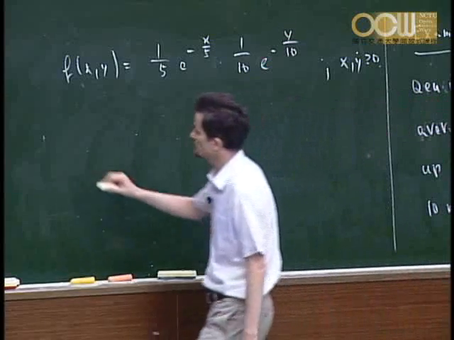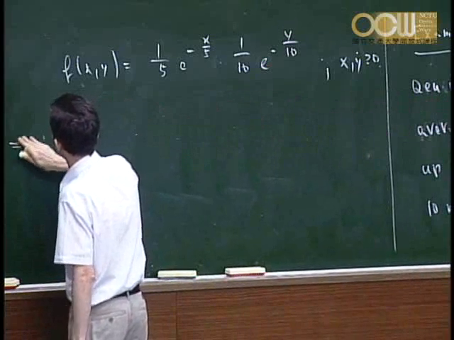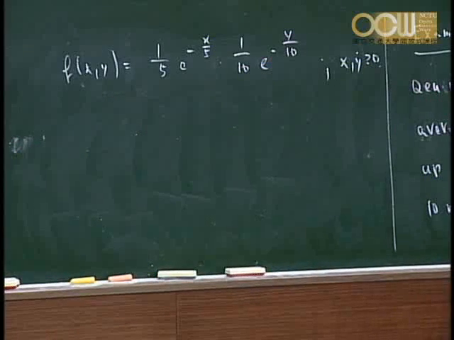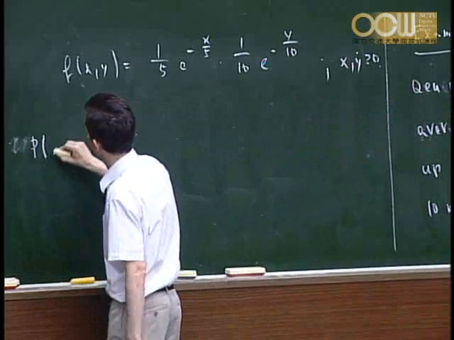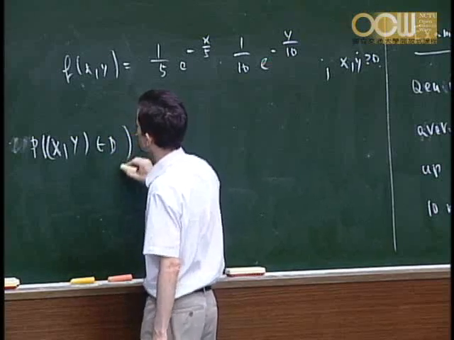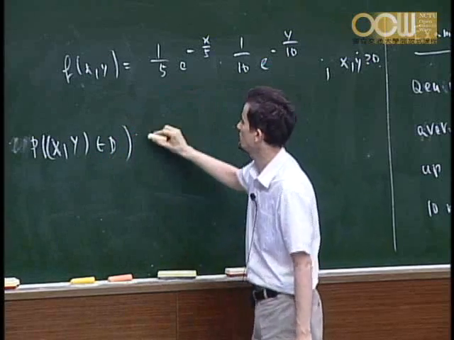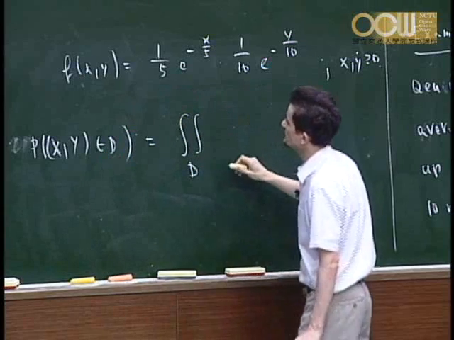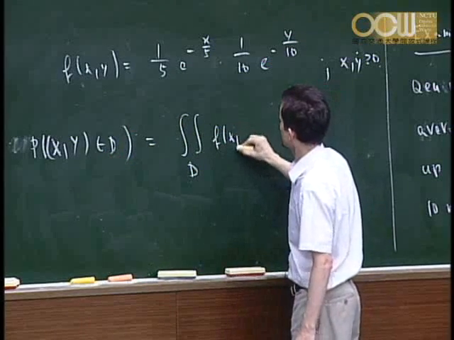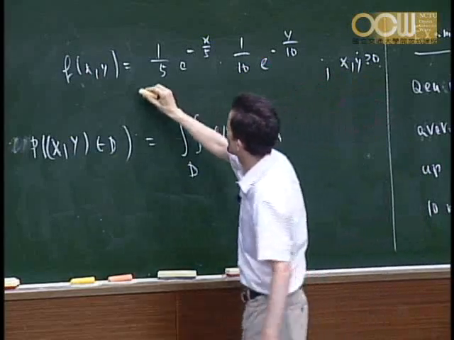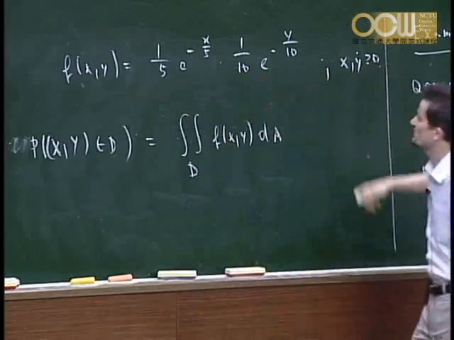So for instance, if you are interested in what is the probability that you have to wait less than 20 minutes under this situation, what you have to do is find out the probability. No matter what this D is, this probability can be computed as the double integral over D of f of x, y, dA. This function is 0 otherwise, if one of them is negative.